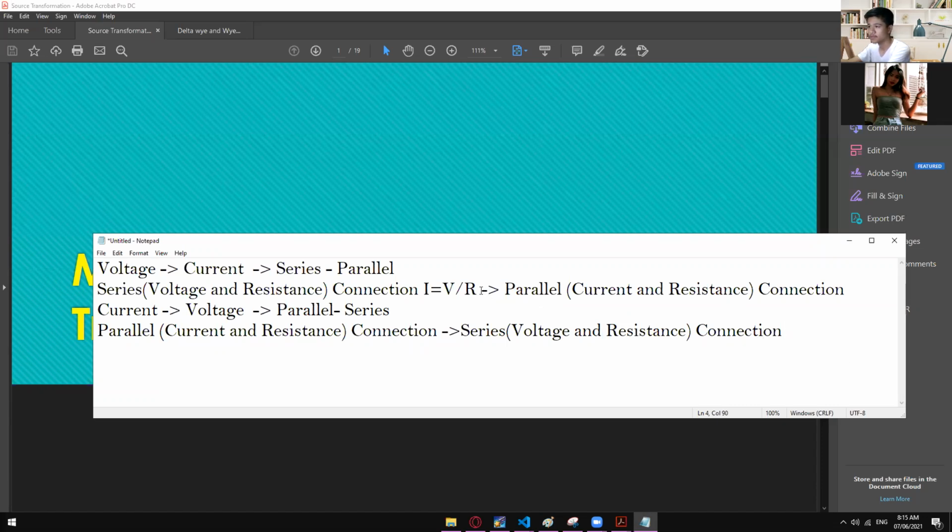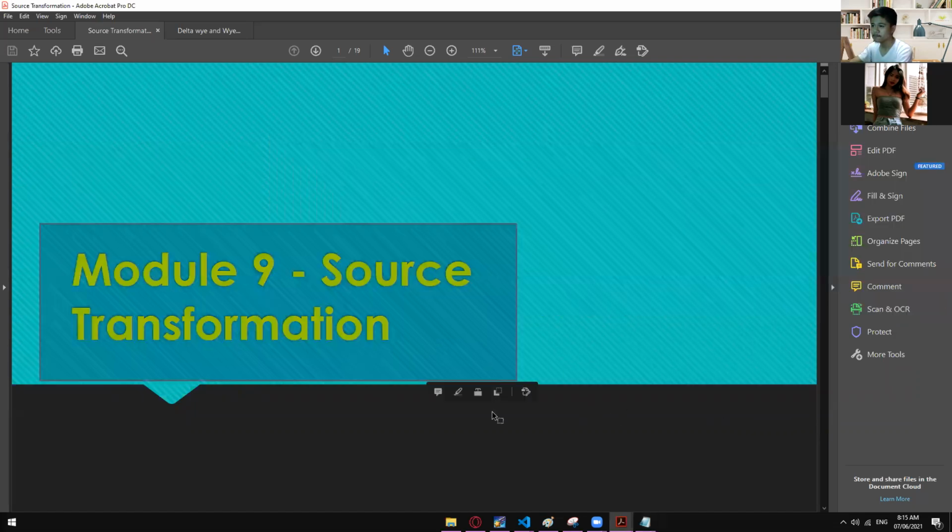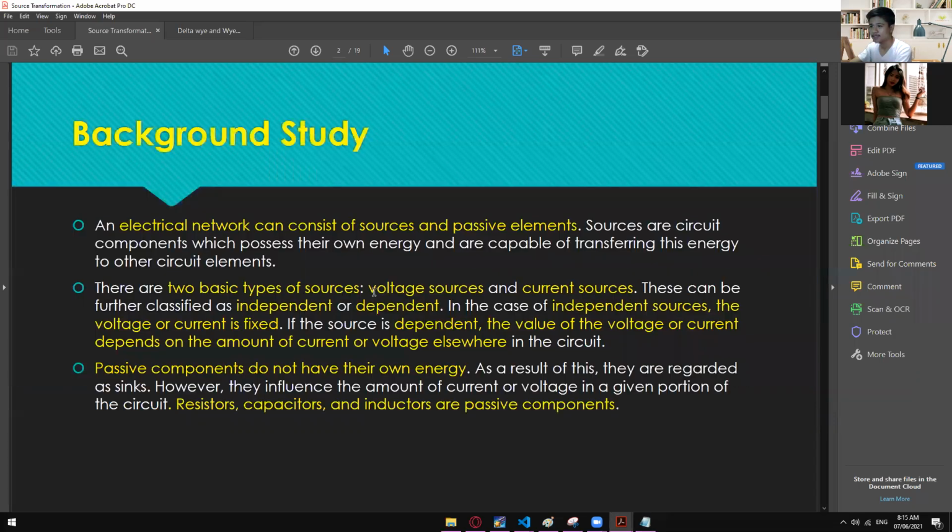So let me remove this to avoid confusion. Anyway, I hope you guys get the idea on how to convert voltage to current. Basically, this is already your foundation on how you will convert sources. All right, so without further delay, let's now start with the background study.